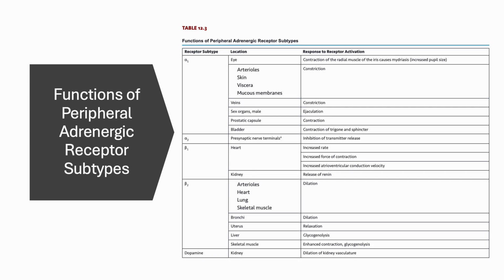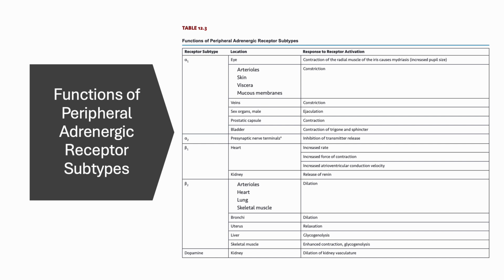We're moving on to the functions of the peripheral adrenergic receptor subtypes, and you can look at table 12.3 to see the different receptor subtypes, the location, and the different responses. Now, there are four major receptor subtypes. We have alpha 1, alpha 2, beta 1, and beta 2, and then we have dopamine, which we'll talk about separately. You can see here that there are many locations in the body where alpha 1s and beta 2 receptors can be found.